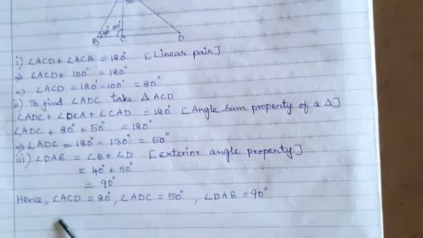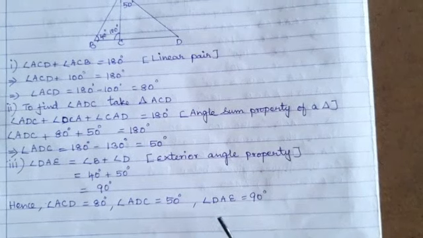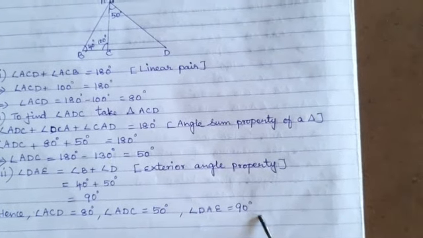So hence angle ACD equal to 80 degrees, angle ADC equal to 50 degrees, and angle DAE equal to 90 degrees.